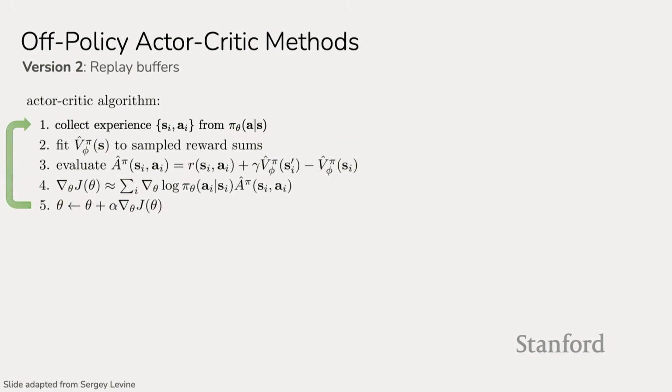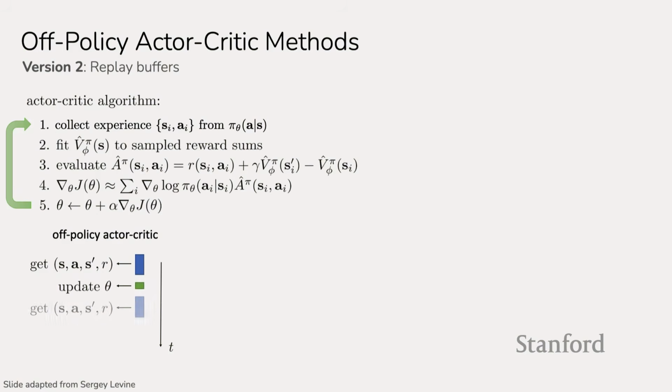Okay, so what this looks like is we'll take our actor-critic algorithm, but to make it off policy, we can think about it as getting one time step of data, then updating our policy, getting another time step, updating our policy, and so forth. So rather than getting one batch and then doing updates, we can do this much more online.